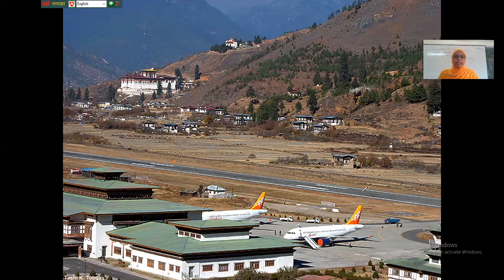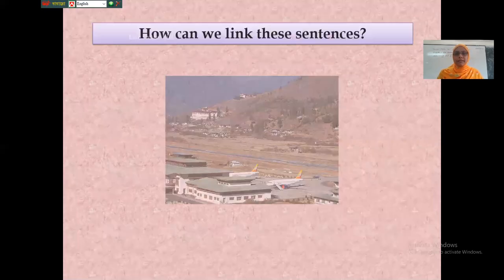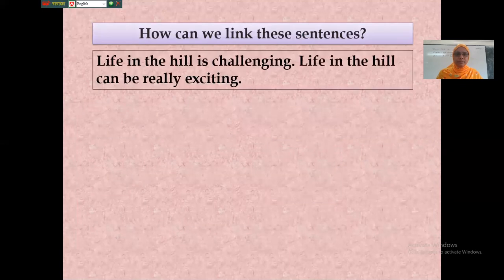Students, look at this picture. There is a hilly place, like in the hills. How can we link these sentences? Life in the hills is challenging. Life in the hills can be really exciting. Now we connect both sentences by linking words or connectors. By what?